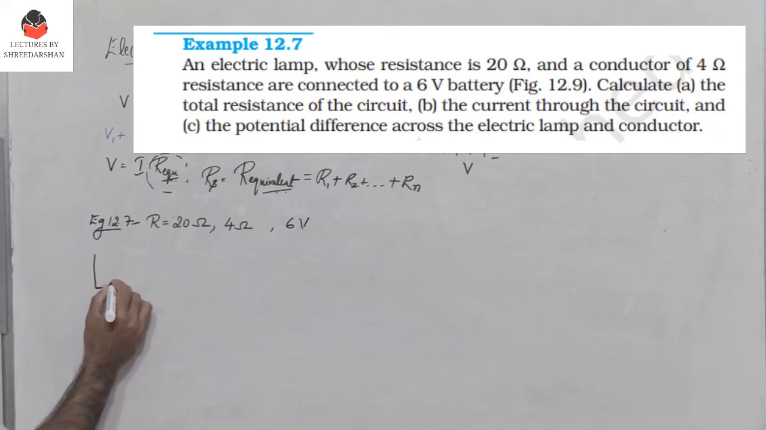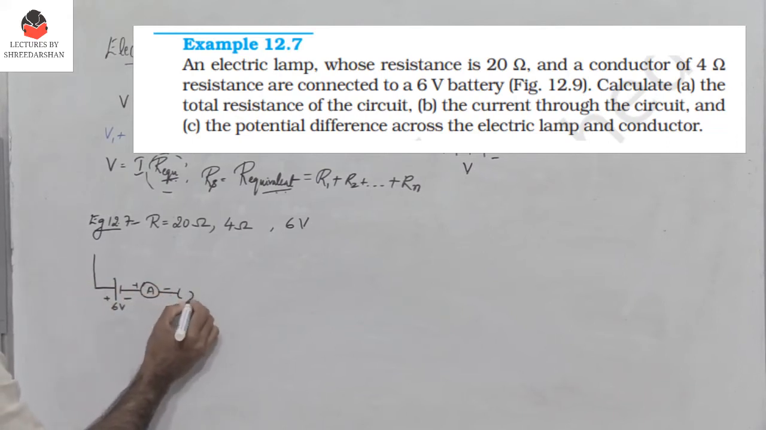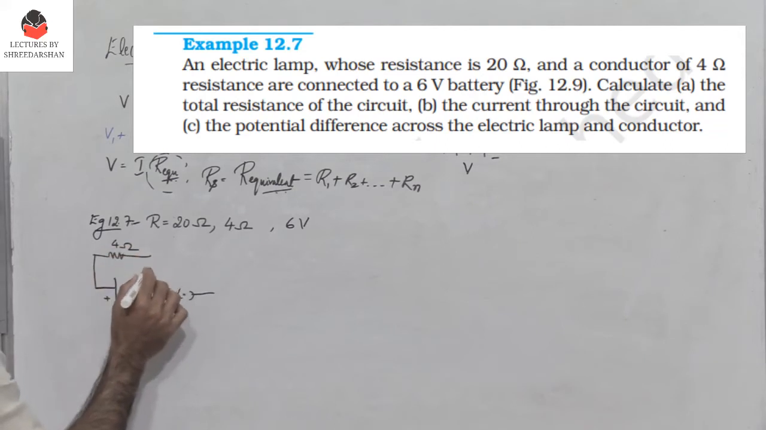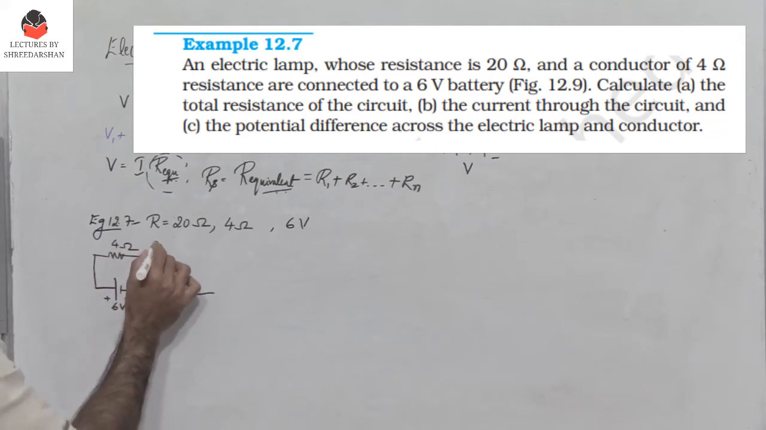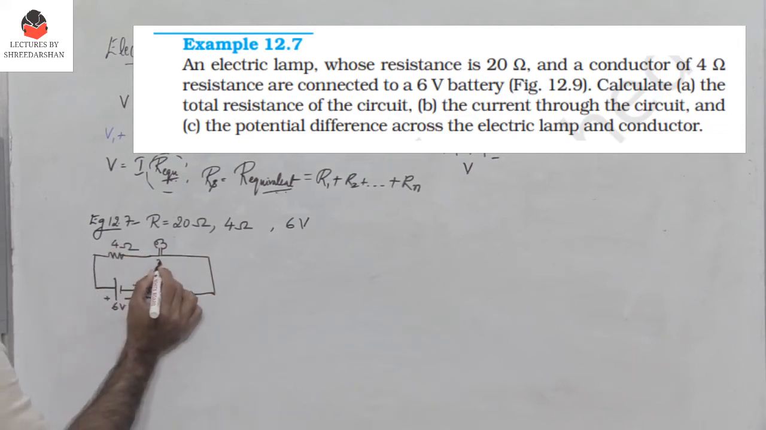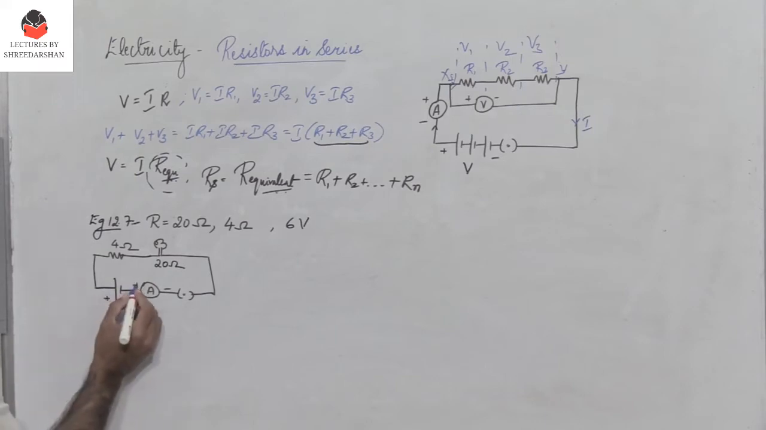So we have a 6 volts supply, and then we have an ammeter, and then you have a switch. There is a resistor of resistance 4 ohms, and then there is a lamp connected in series. So it's been stated that the resistance of the lamp is 20 ohms. So these two are connected in series, right? So now let the current flowing through this circuit be equal to I. So the question is, find the total resistance.